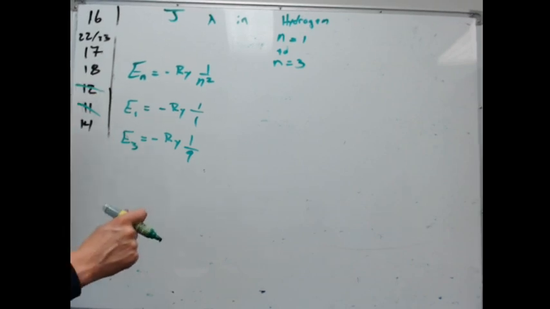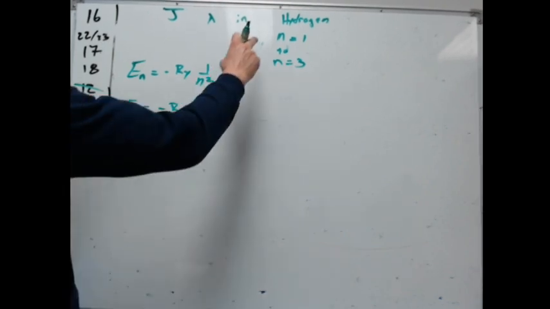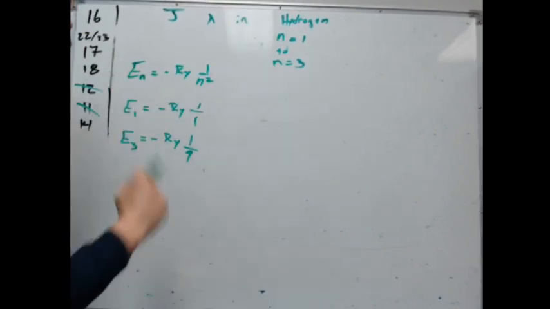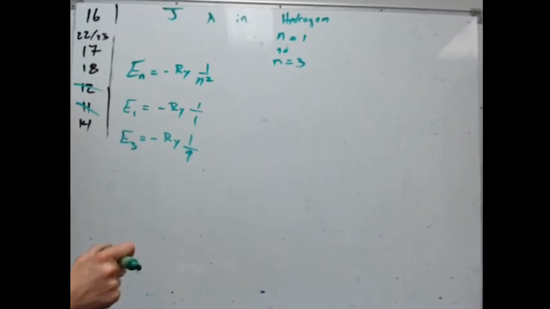Would it be E3 minus E1? Yeah. Okay. Let's see. Yep. Final minus initial. And then Rydberg constant, is it 1.097 times 10 to the 7? What's the units on that?